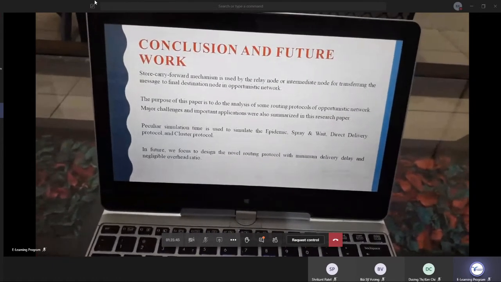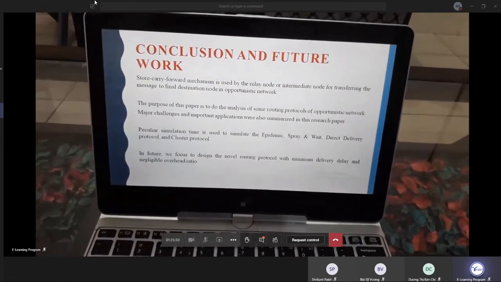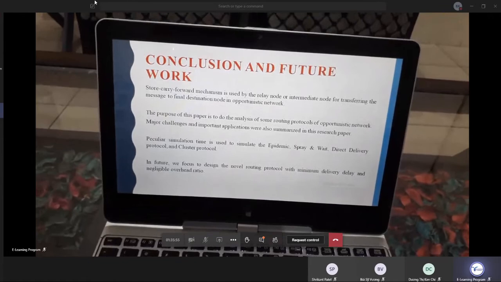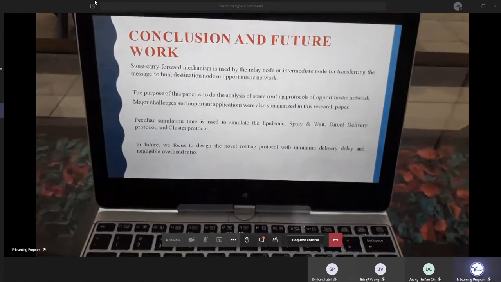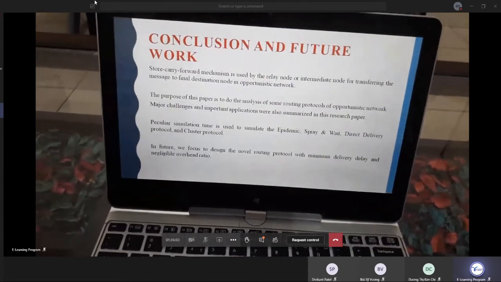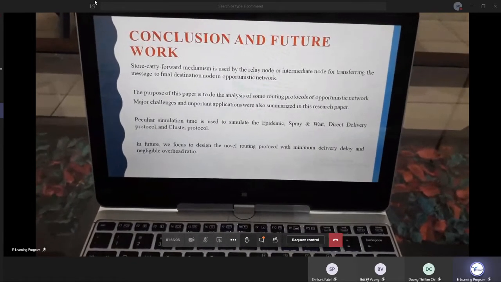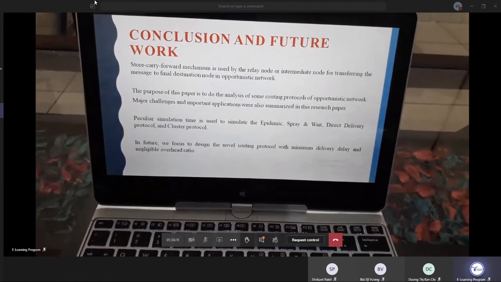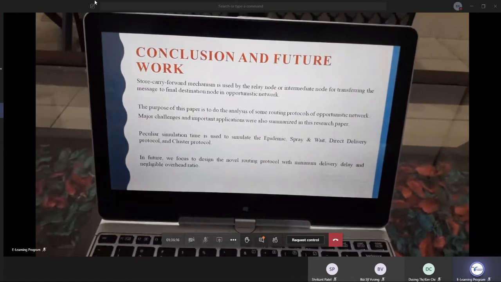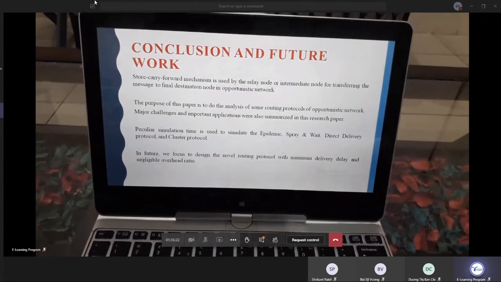Store carry and forward mechanism is used by the relay node or intermediate node for transferring the message to the final destination node in opportunistic network. The aim of this paper is to analyze some routing protocols of opportunistic network, measured challenges, and some important applications were also summarized in this research paper.